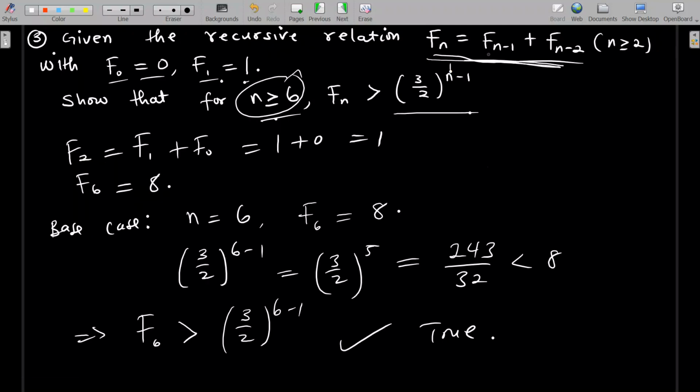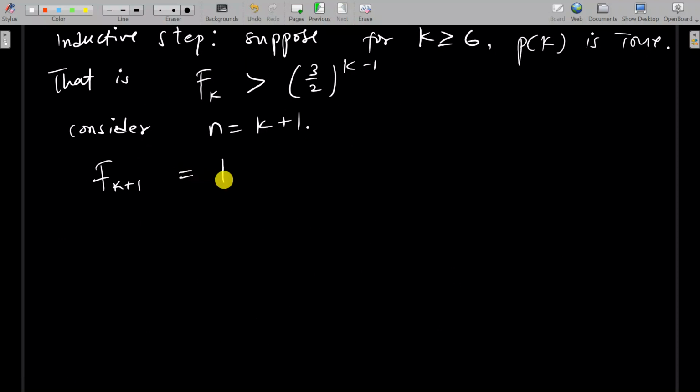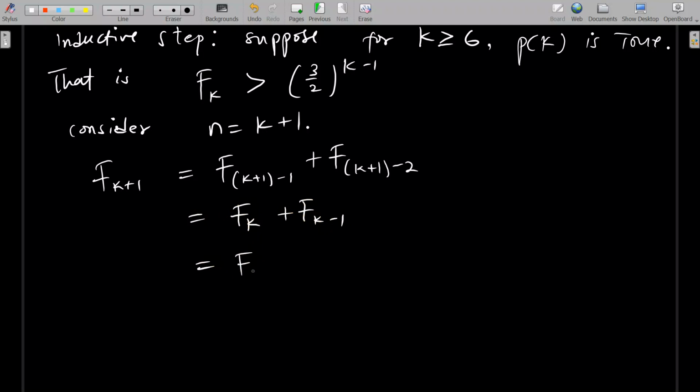It's going to be f sub k plus f sub k minus 1, right? So n is equal to k plus 1, you're going to have f sub n minus 1, that is k plus 1 minus 1, plus f sub n minus 2, which is k plus 1 minus 2. So in effect, this is going to give me f sub k plus f sub k minus 1. This is what you have, right? So now having this, I can rewrite this as f sub k minus 1 plus f sub k.